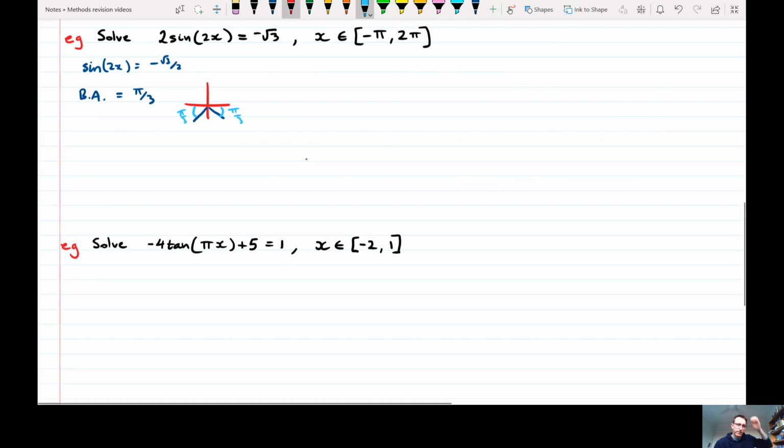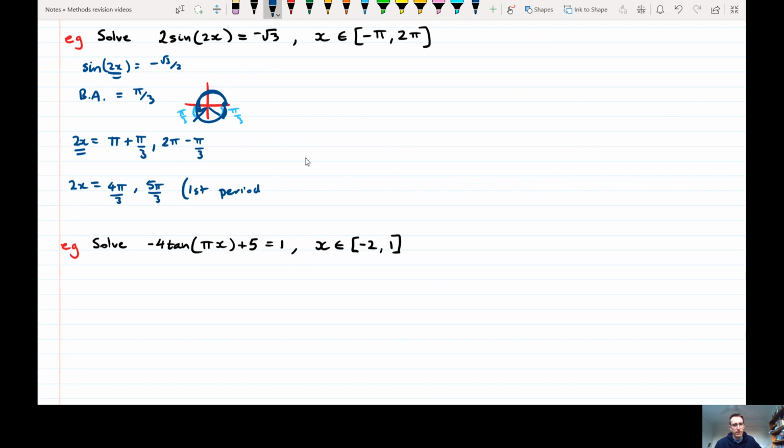Sine is negative in these quadrants. And remember, the way we come up with our solutions, remembering, of course, that 2x must go there exactly as it is. I'm not going to get rid of the 2, you've got to carry it through. Is we start from here and we go around, it's pi plus the pi on 3. And you've got 2 pi minus the pi on 3, which we did before. And that's going to give me 4 pi on 3, 2x equals, and 5 pi on 3. Right, so we found our first period of solutions.